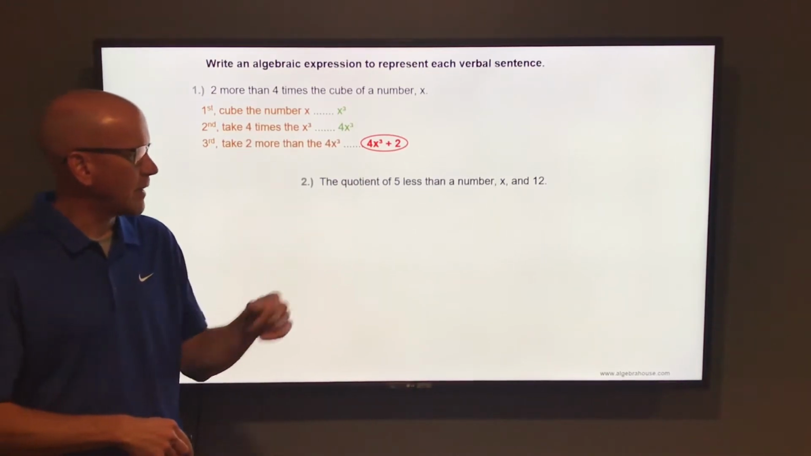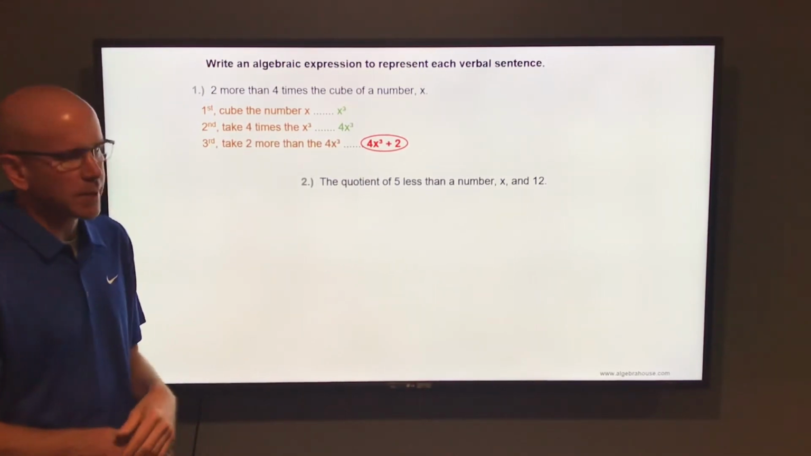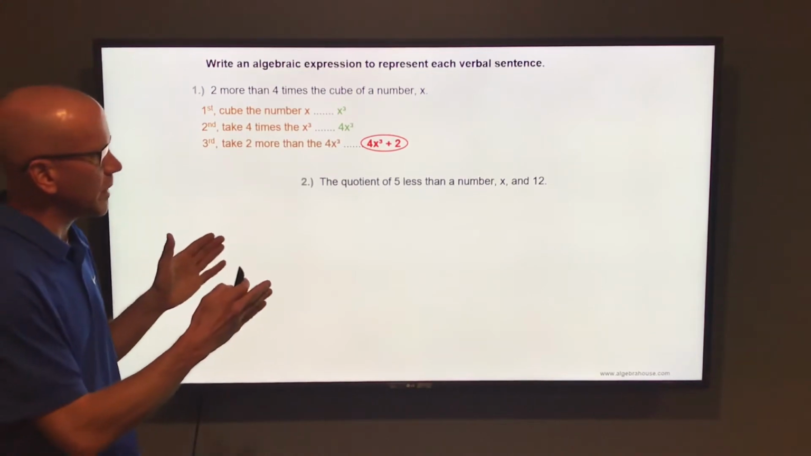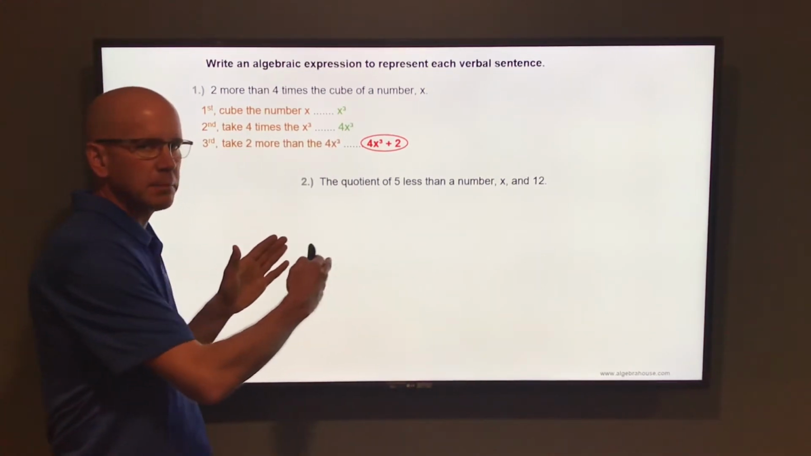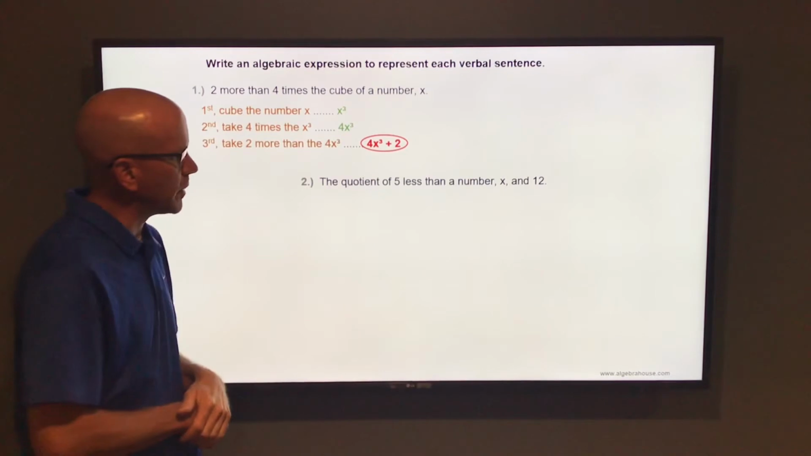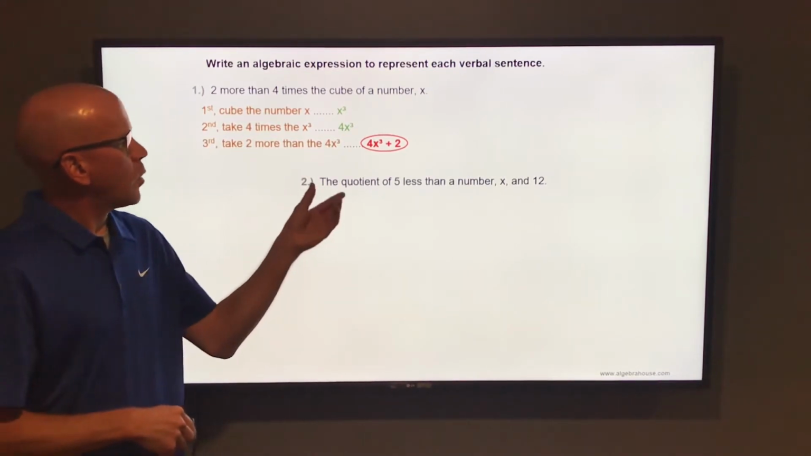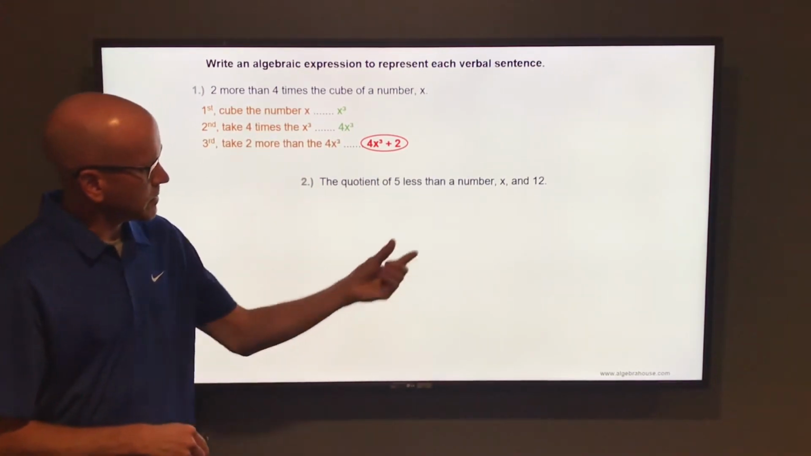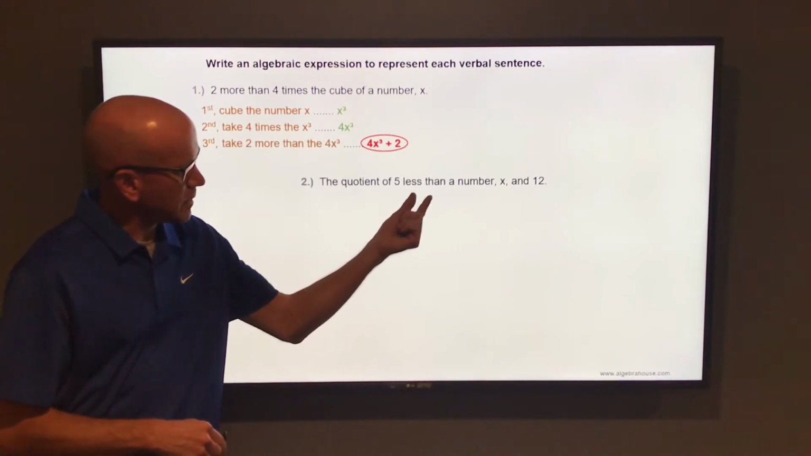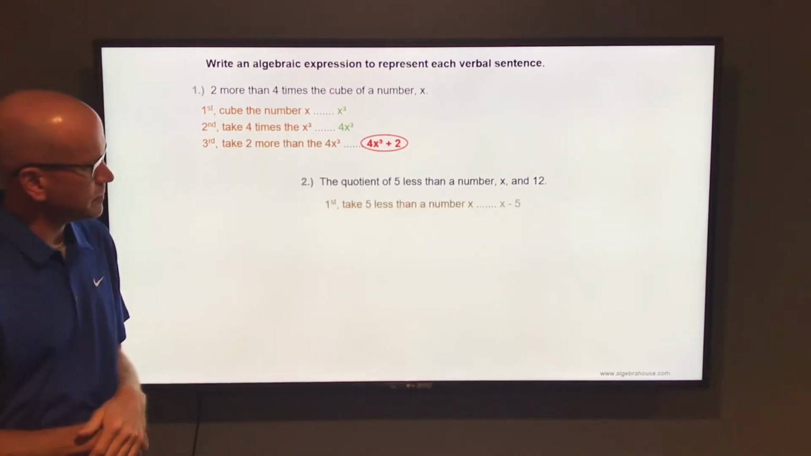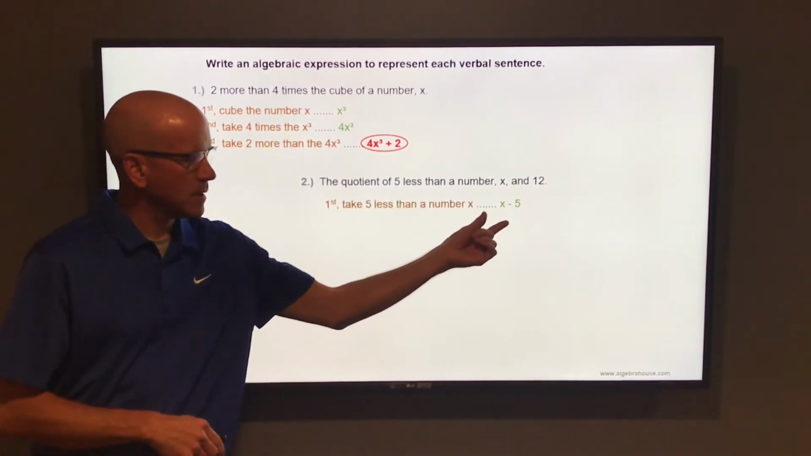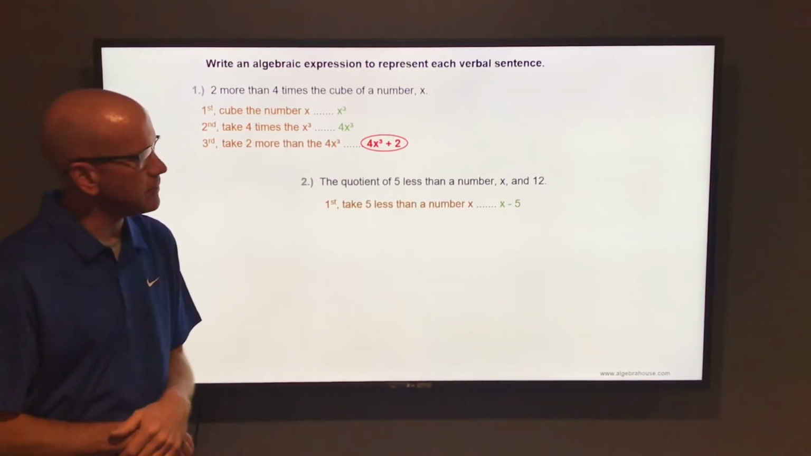The quotient of 5 less than the number x and 12. Again, where do you start? Well, you zone in on one area. Don't look at the whole thing and be overwhelmed by it. Zone in on one thing. The quotient of 5 less than the number x. So that 5 less than the number x, that's where you could start. 5 less than the number x would be x minus 5.